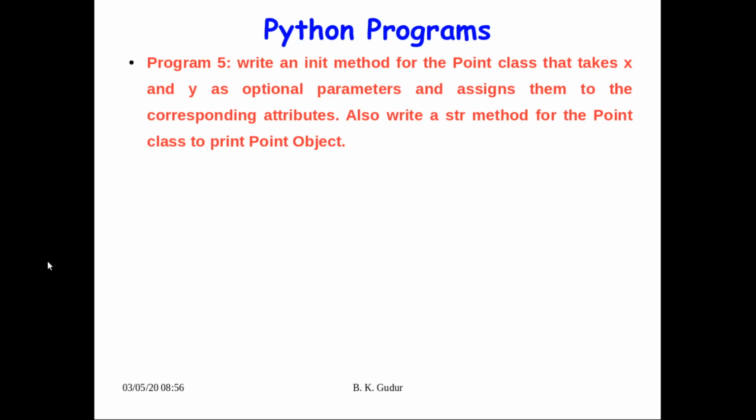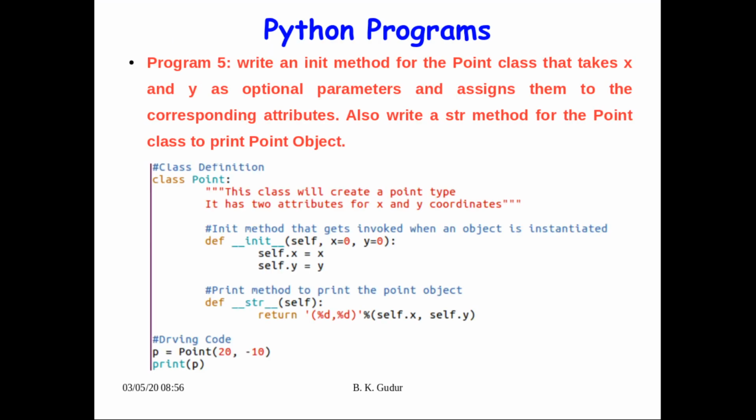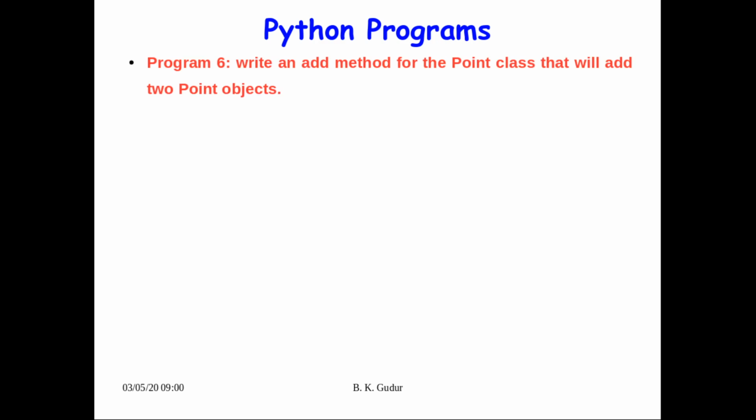With this, I'll move on to the next program, that is program 6. Write an add method for a point class that will add 2 point objects. Dear students, this is an add method. You know the difference between a function and a method. A method is called using the dot operator with an object, so object name dot method name. So we are supposed to write an add method which will add 2 points. No problem, we'll write it.